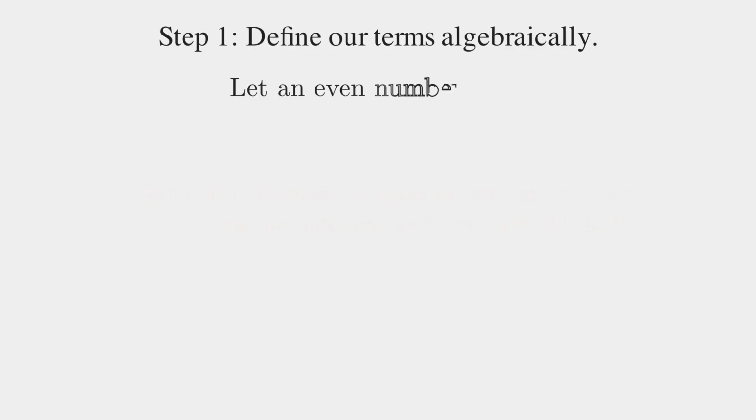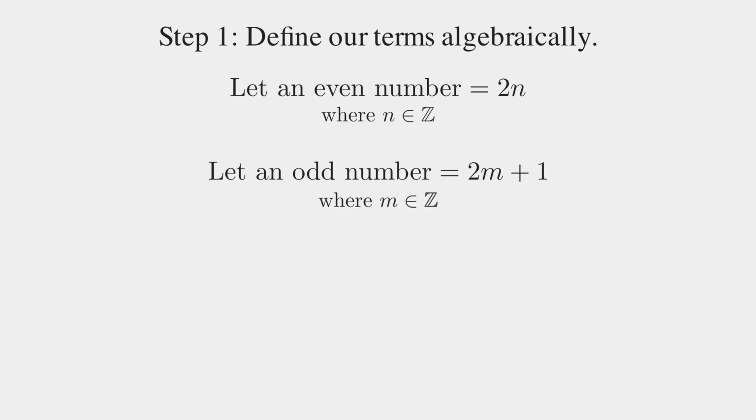An even number can always be written in the form 2n, where n is any integer. An odd number can be written as 2m plus 1 or 2m minus 1, where m is any integer. Now, we use different variables n and m because the numbers do not have to be related.